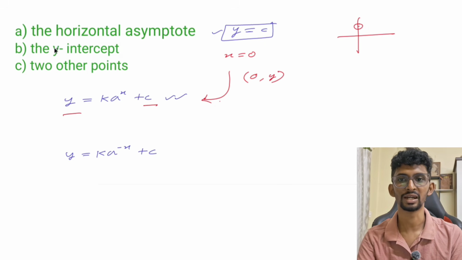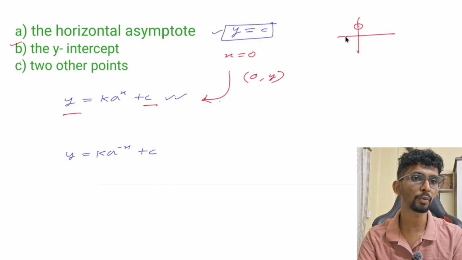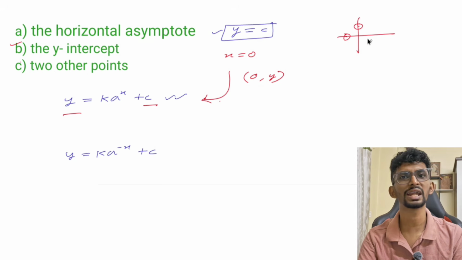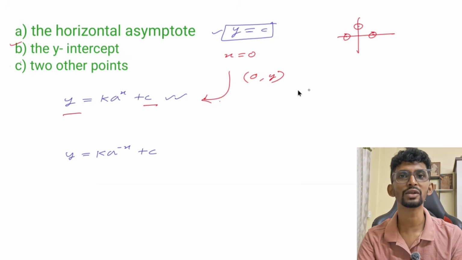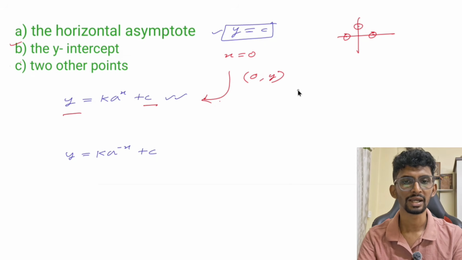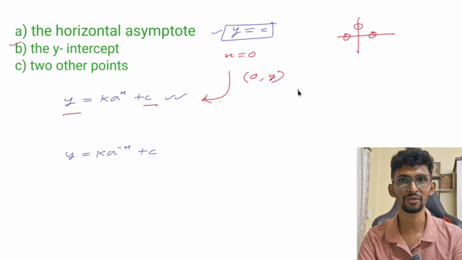So this is the second one. And third one, any two points. You can take any one point on the left side of the y-axis and any one point on the right side, that is along the x-axis. Then you can join those points and draw the asymptote also. Then you will get the graph of the exponential function.